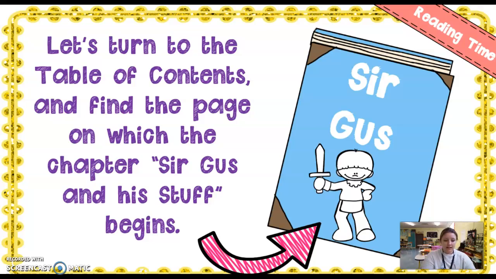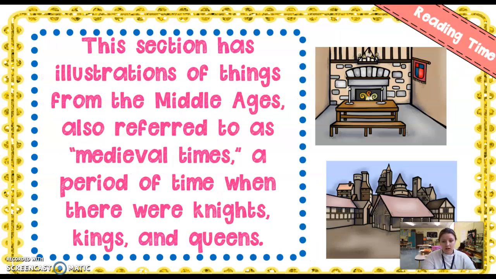and we are going to find the page that the chapter called Sir Gus and His Stuff begins. Now, this is not officially a chapter, but Sir Gus and His Stuff goes through some of the things that Sir Gus carries with him as a knight. Okay, and we're going to look at some of the pictures and talk about what they mean. So this section has illustrations and pictures of things from the Middle Ages.